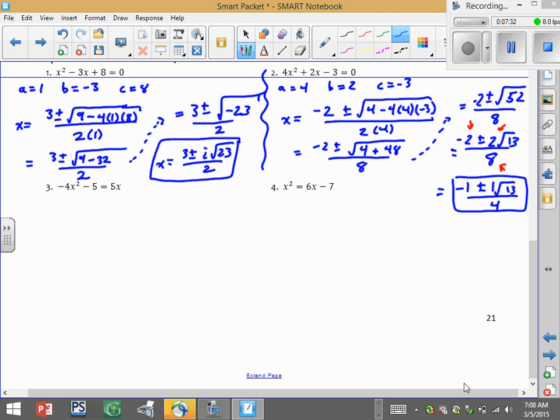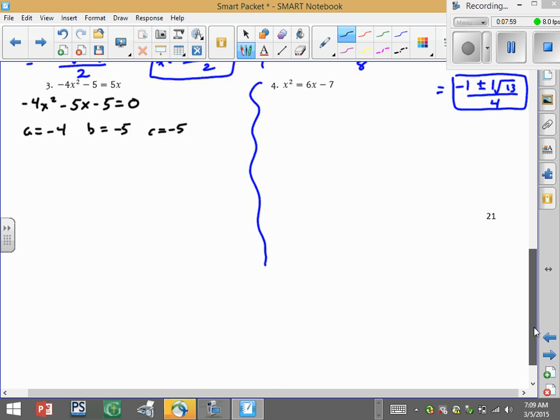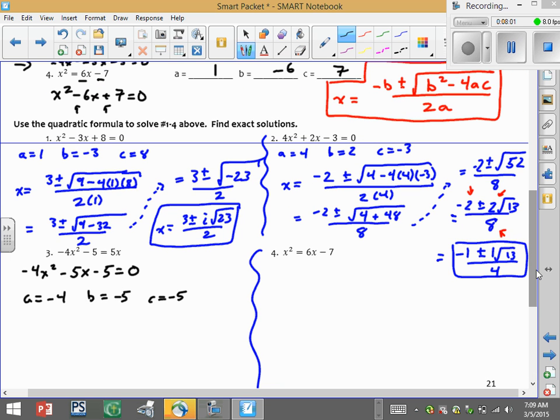Number 3, it's not in standard form yet, so let's put it in standard form. Negative 4x squared. Move the 5x over. We're going to squeeze it in between those two things so it's in standard form. And now we have what we need in order to get a, b, and c. So a here is negative 4, b is negative 5, c is negative 5. Now let's plug it into our formula.